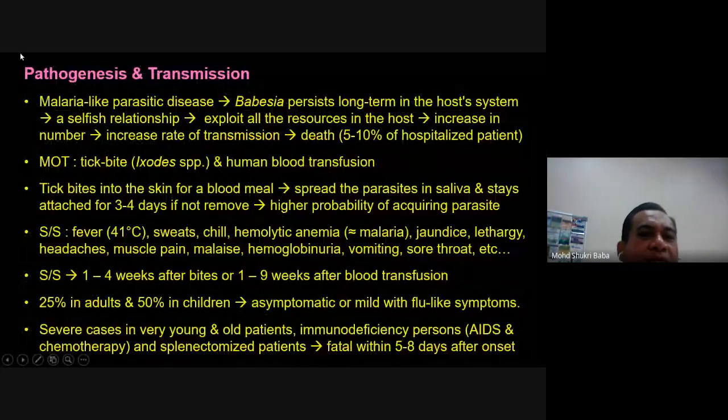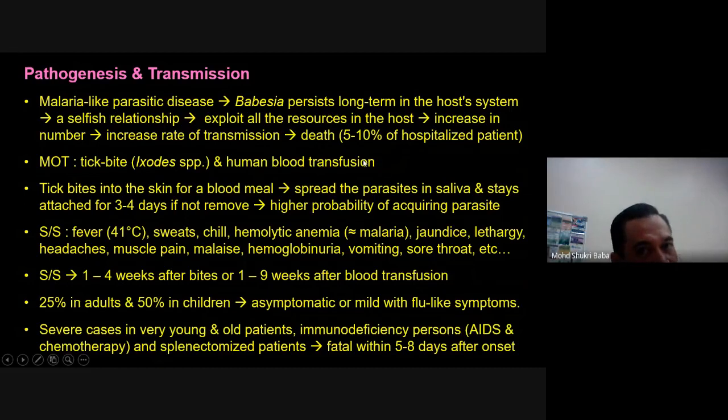Okay, it is a malaria-like parasitic disease which can lead to babesiosis, persists in long term with the host systems. And then dia akan menyebabkan hubungan parasite, okay, a selfish relationship, exploit all of the resource in the host, okay, increase in the number, increase rate of transmission, dan menyebabkan death up to 10% of hospitalized patients. Mode of transmission is tick bite with the species, dan human blood transfusion juga berlaku.